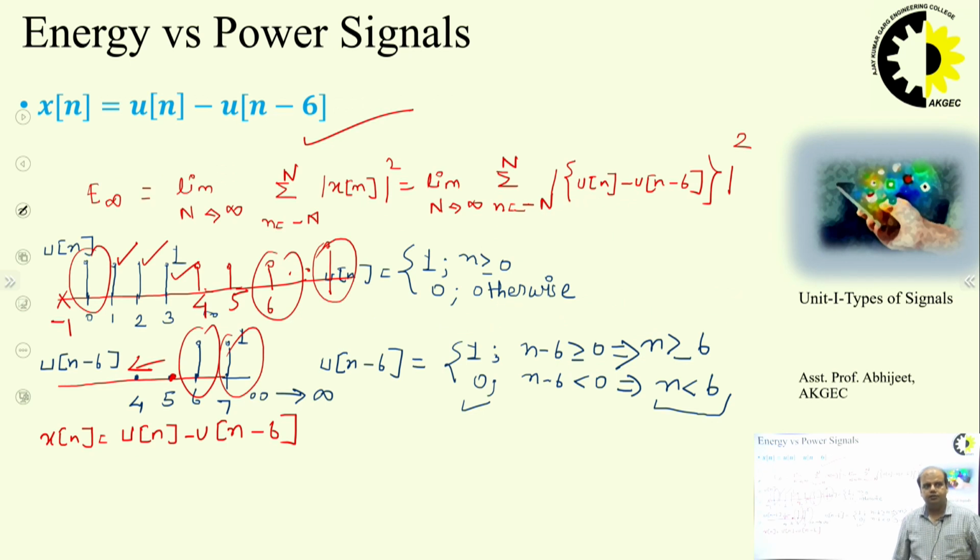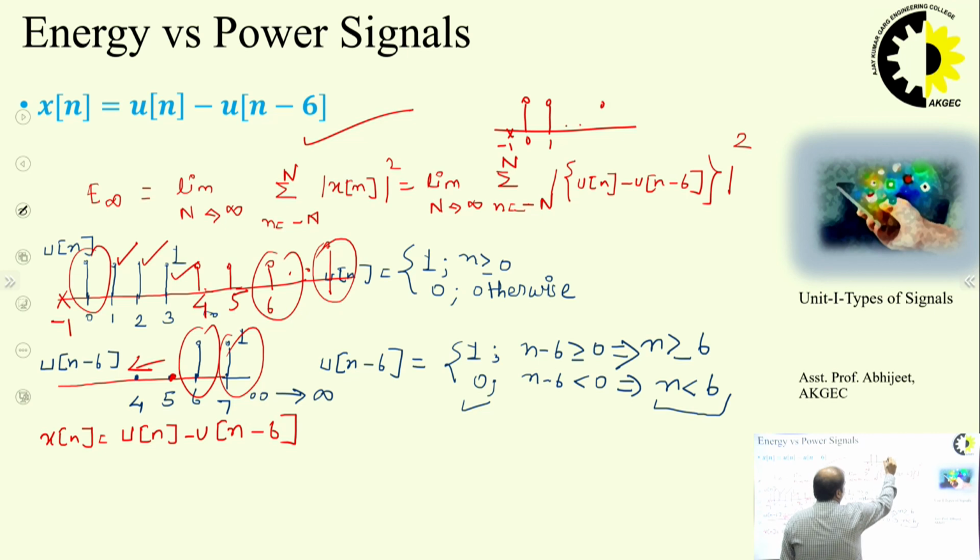Now there is a signal, suppose u of n minus u of n minus 6. This is a sure case of the signal being finite. What does this signal look like? It starts at 0 and is 1, at minus 1 it is 0, and it goes up to 5. The signal is this x[n].